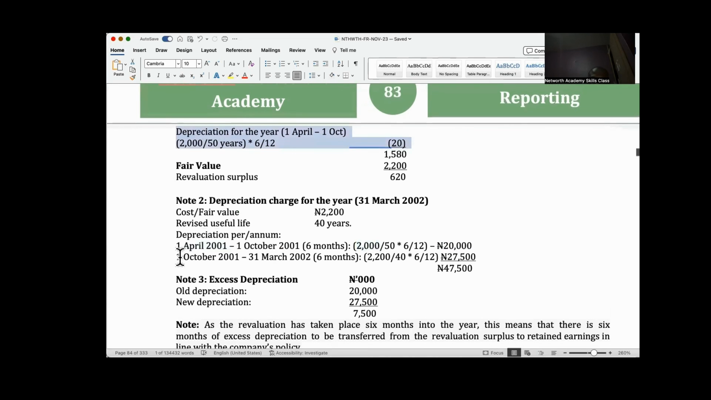Then for the remaining 6-month part of the year, after revaluation, I'll be using this new revalued amount and dividing it by the remaining useful life of 40 years. This gives me the depreciation per annum. Since this is a 6-month period, I prorate it by 6 over 12, and that gives me 27,500. Then I will add the two together. That means my depreciation for the year is 47,500.